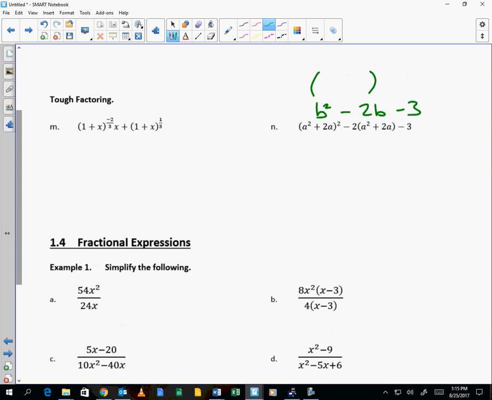So this one factors, doesn't it? Oh, wait a minute. That was way too easy. If this factors like that, then this should factor just the same, right? But instead of writing b, what should I write? a squared plus 2a, right? So I'm going to factor it just the same. I'll have a minus 3 and a plus 1 because negative 3 times 1 is negative 3, and negative 3 plus 1 is my negative 2. In this situation, I had b times b, but in this situation, I'll have a squared plus 2a and a squared plus 2a.